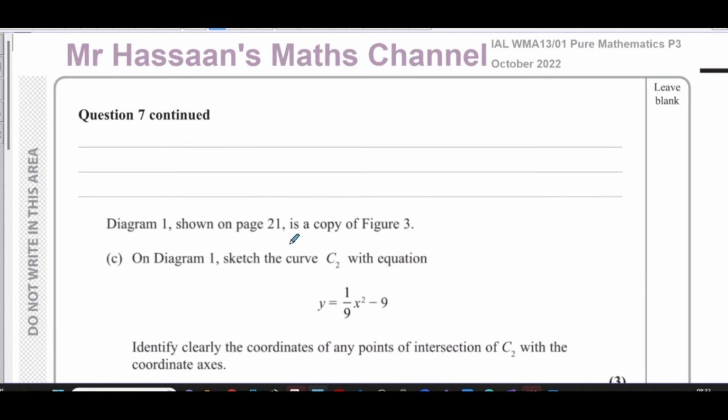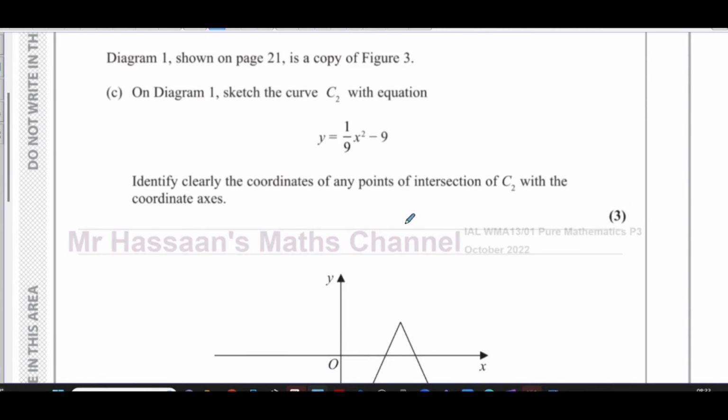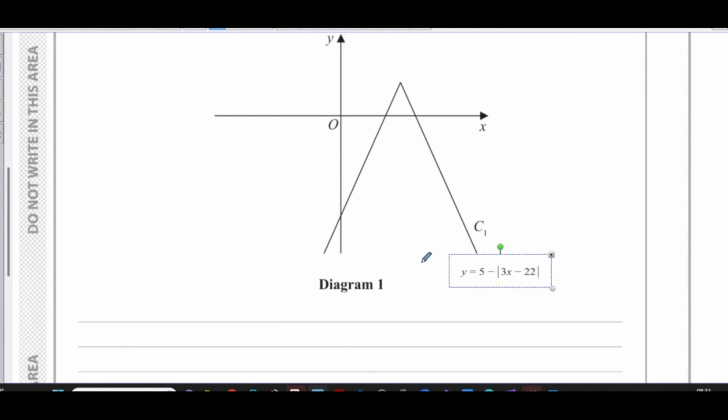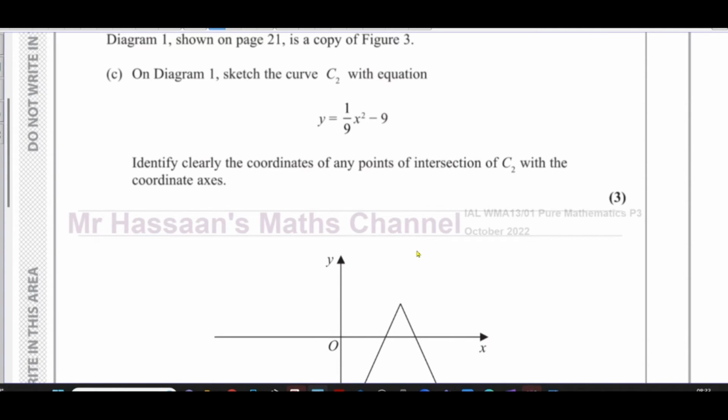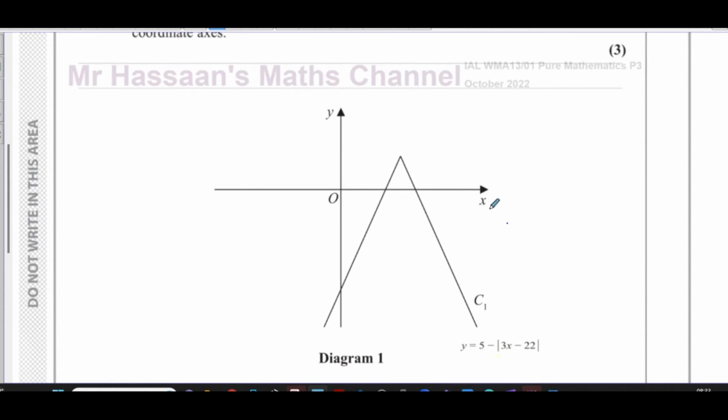All right, now, for part C. It says diagram 1 shown on page 21 is a copy of figure 3. So I put the diagram here, all right? We've got to, on diagram 1, sketch the curve C2 with equation y equals 1 over 9 x squared minus 9. Identify clearly the coordinates of any points of the intersection of C2 with the coordinate axes. So now, we already know that this is the point 9, and this is the point 17 over 3, and this is the point minus 17. Okay, and we also know the vertex, but no need to show that thing here.